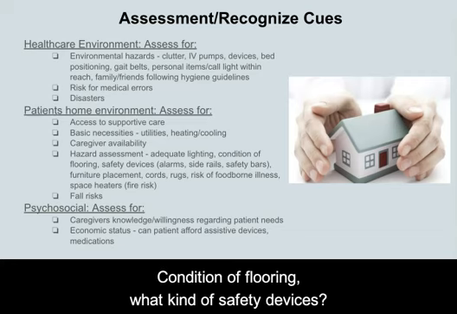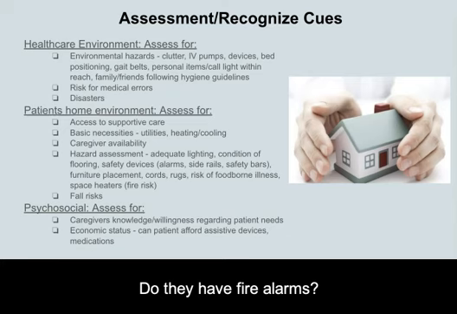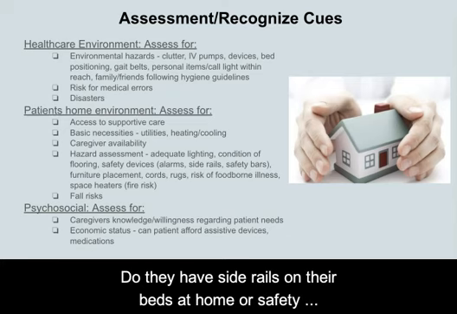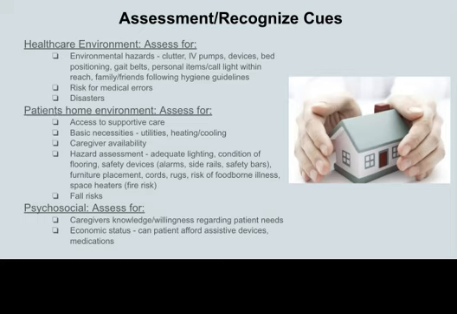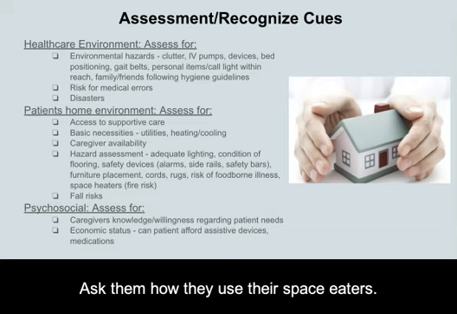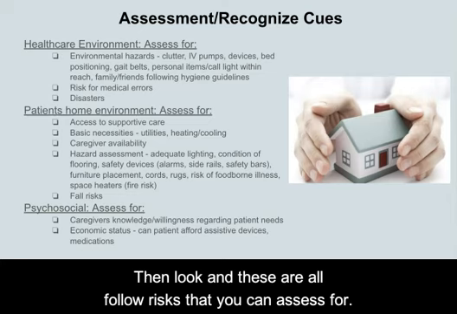What kind of safety devices do they have? Fire alarms. Do they have side rails on their beds at home or safety bars in the showers? How is their furniture placed? Do they have area rugs? What about food preparation? Any risk for foodborne illnesses? Space heaters are a huge fire risk. Ask them how they use their space heaters. Then look, and these are all fall risks that you can assess for.